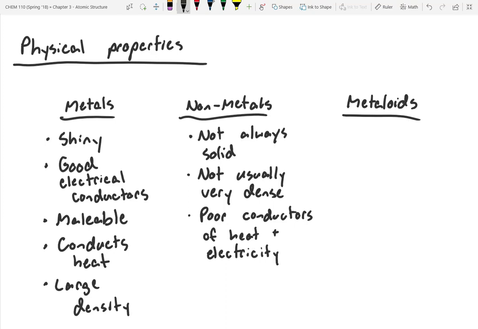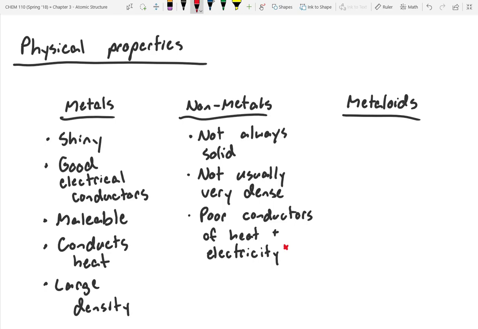However, this is slowly changing. I'm going to put a little asterisk down here. How many of you have heard about carbon nanotubes or graphene? So those are really big in the news lately. Graphene is basically an infinite sheet of carbon atoms that are all linked together. The Nobel Prize was awarded a few years ago to the scientists that were studying that, and what they're finding is that some of these nonmetals like carbon can actually be excellent conductors of electricity.